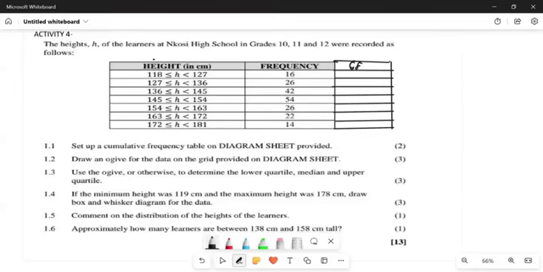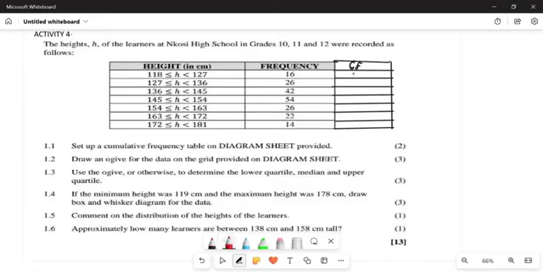Okay, here they say we are given the heights of learners at Kosi High School, grade 10, 11, 12, recorded as follows. We have 118 to 127, frequency 16. The first question says, set up a cumulative frequency table on the diagram sheet provided. So we're supposed to provide it here. How should I go about doing that?